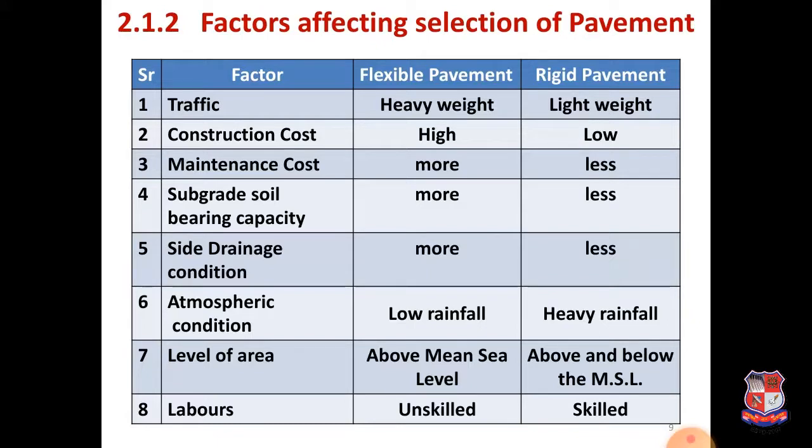Fourth factor is subgrade soil bearing capacity. When subgrade soil bearing capacity is more, we select flexible pavement, and when subgrade soil bearing capacity is less or low, we select rigid pavement.